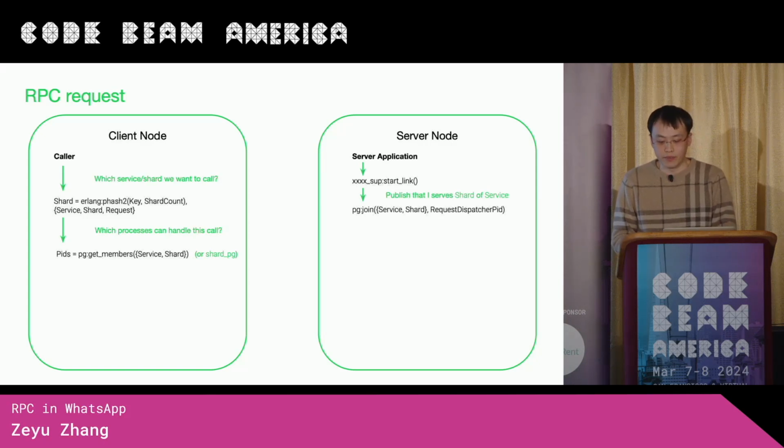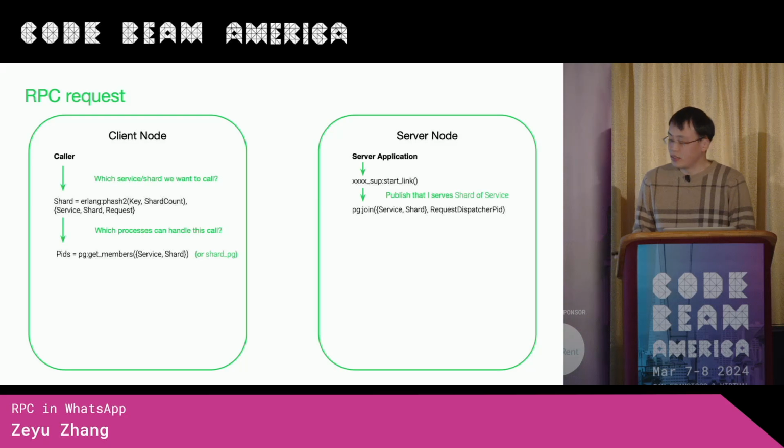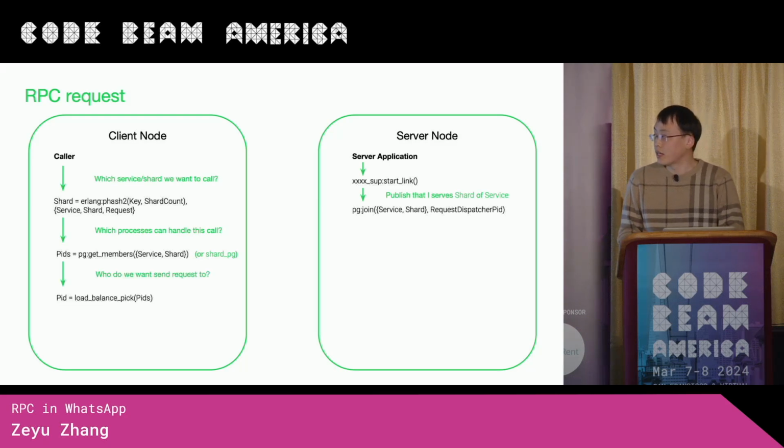And now, given the service name and the shard number, the question is which process can handle this call? The client will just do a PG lookup, which is just a local ETS lookup that returns a list of remote PIDs, which claim to serve this service and shard. We will explain this part shortly, but let's move to the next step. So given the list of server PIDs, we still need to find out the exact PID that we want to send the request to. We have a load balancing algorithm, but because it's very complicated, I will only briefly mention it.